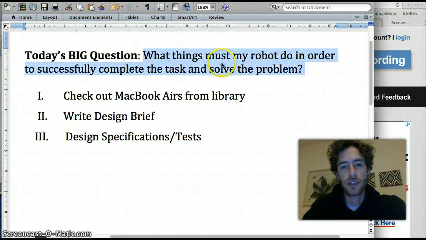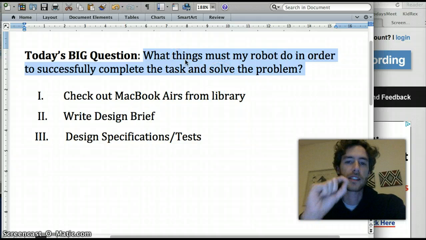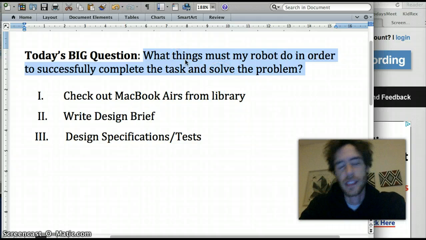The question that I want you to consider as you watch the screencast, and all the way up until we finish class tomorrow, is: what are the things that your robot must be able to do in order to successfully complete the task and solve the problem?